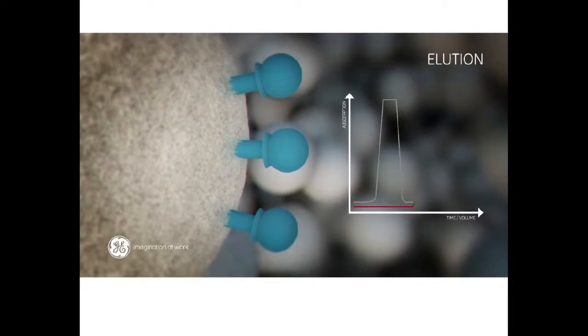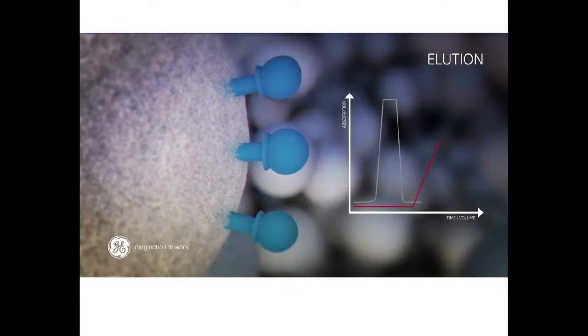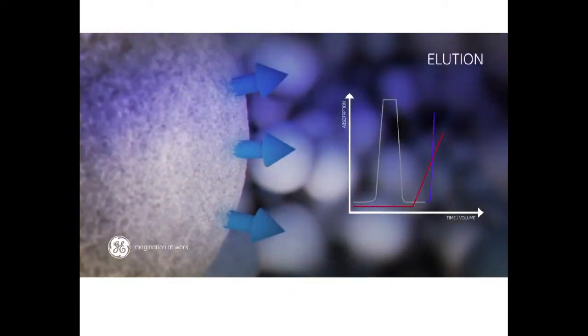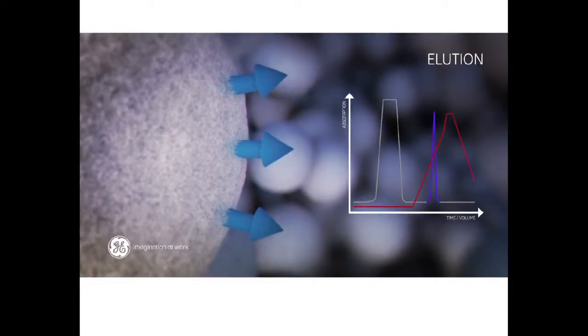In the third step, elution, biomolecules are released from the biospecific ligand into the elution buffer by a change in the buffer composition. A common way is to increase the pH of the buffer.